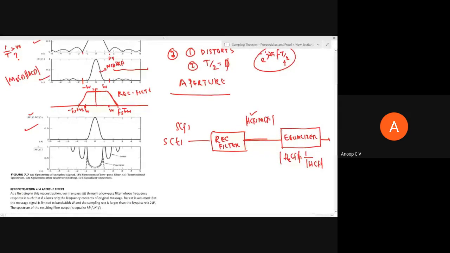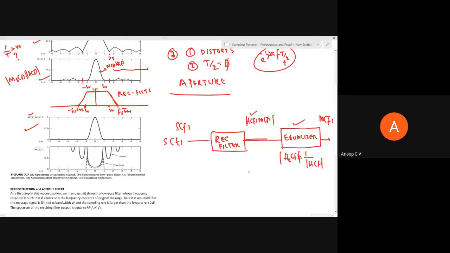If you pass through this, what will happen? In the frequency domain, the filter transfer functions will get multiplied. So mod of H of f into M of f times 1 by H of f. So that H of f will get cancelled. So what I'll get at the output is M of f. So this equalizer can eliminate the aperture effect.